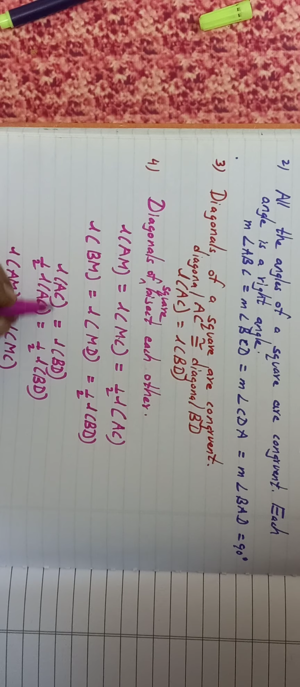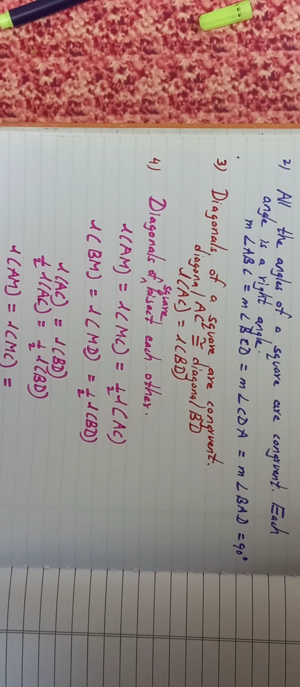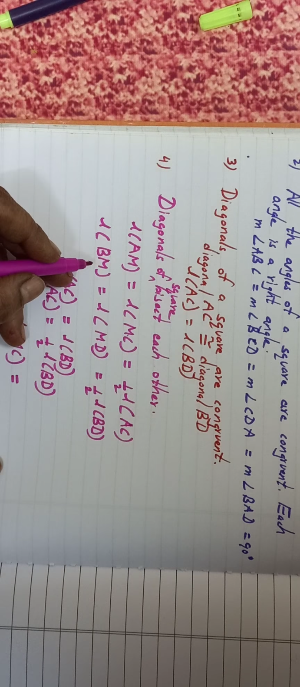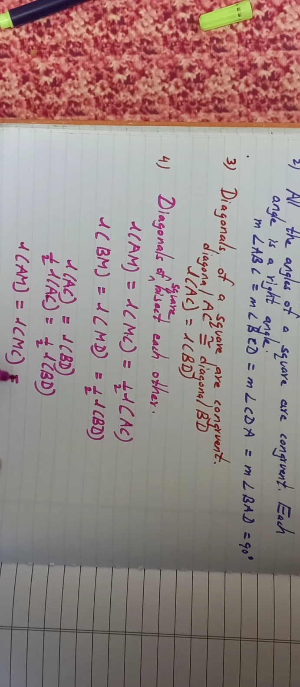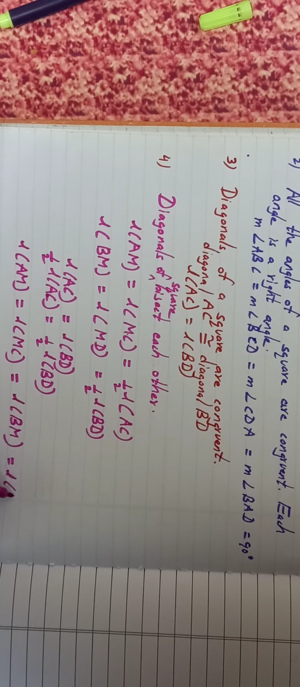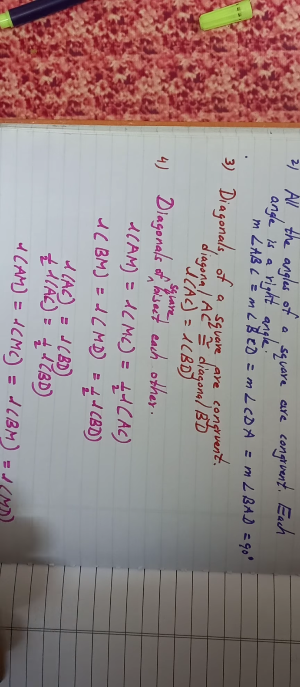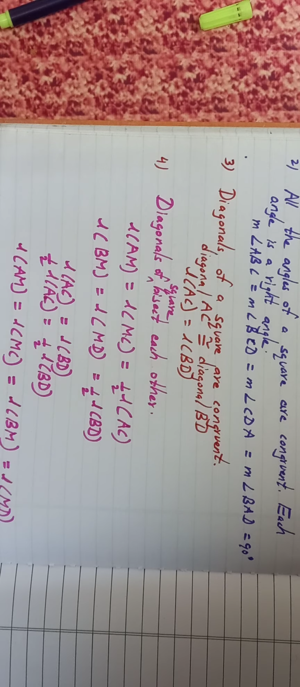But because AC is equal to BD, half of AC will be equal to half of BD. So AM is equal to length of MC. And half of BD is BM and MD. So I'll write here, length of BM is equal to length of MD. This way you should understand the meaning of diagonals of a square bisect each other.